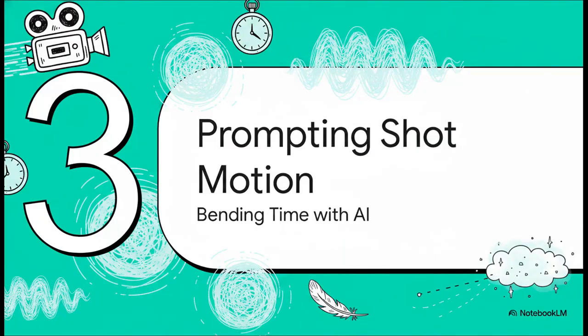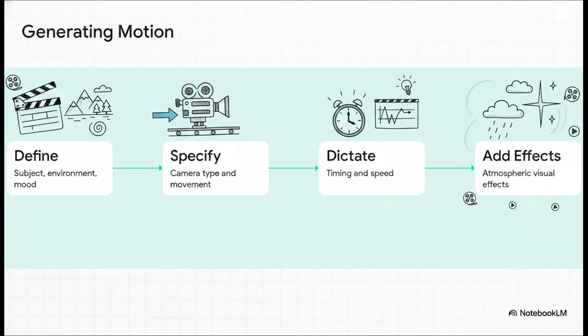Moving right along to Layer 3, prompting for slow motion, bending time with AI. When you're generating cinematic motion with AI, you can't just type a basic wish list. You have to put on your director's hat and write a highly specific shot list. It's basically a 4-step formula. First, define your subject, environment, and mood. Second, specify the exact camera type and movement. Third, dictate your timing and speed. And fourth, add some atmospheric visual effects.